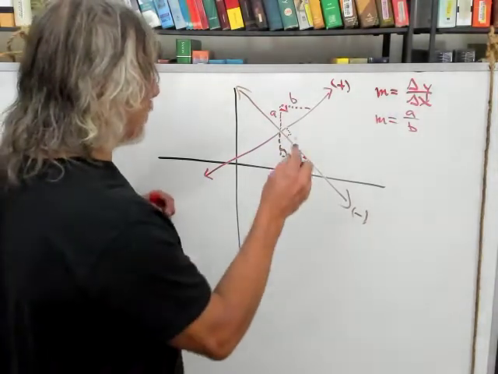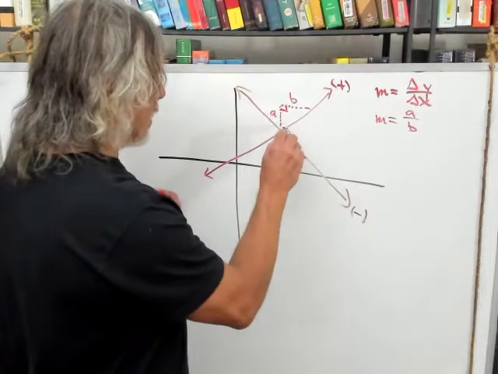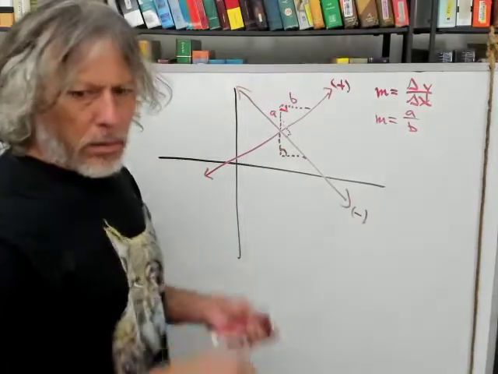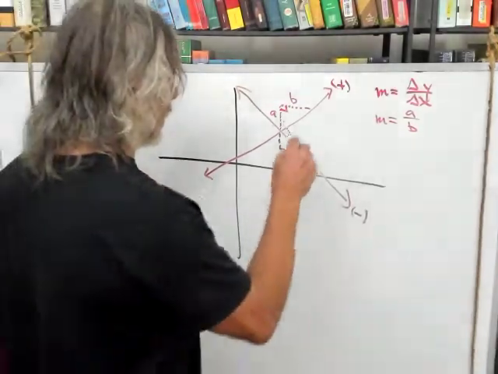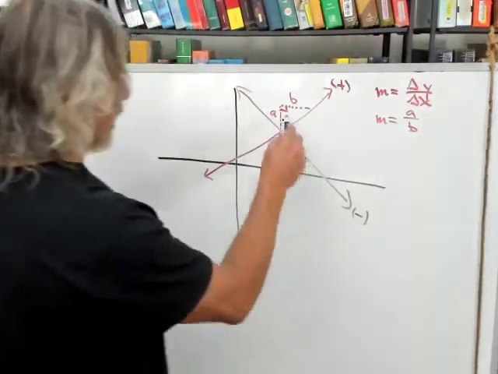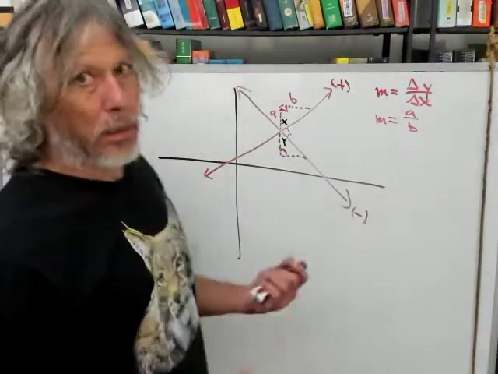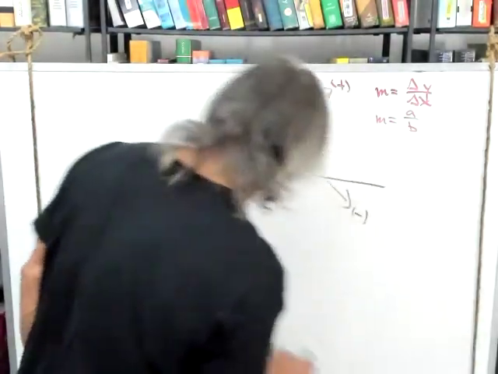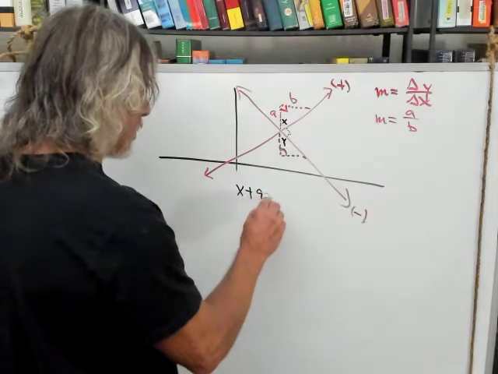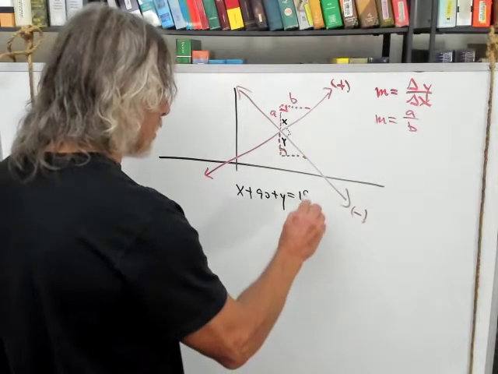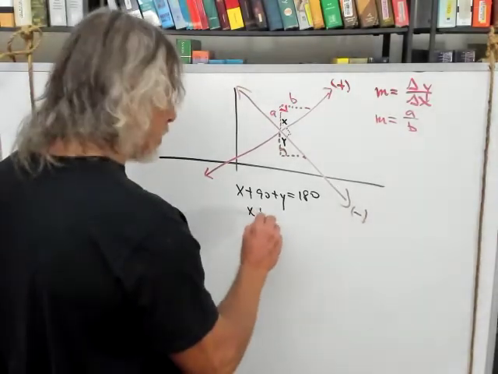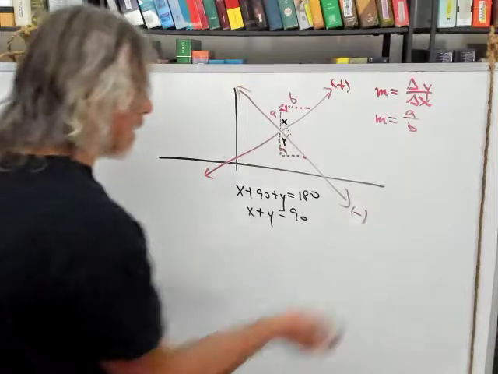But if we say x, put it in black, maybe you can read it better. X, y. So x plus 90 plus y is 180, as we went over before. And then we subtract 90. X plus y is 90.